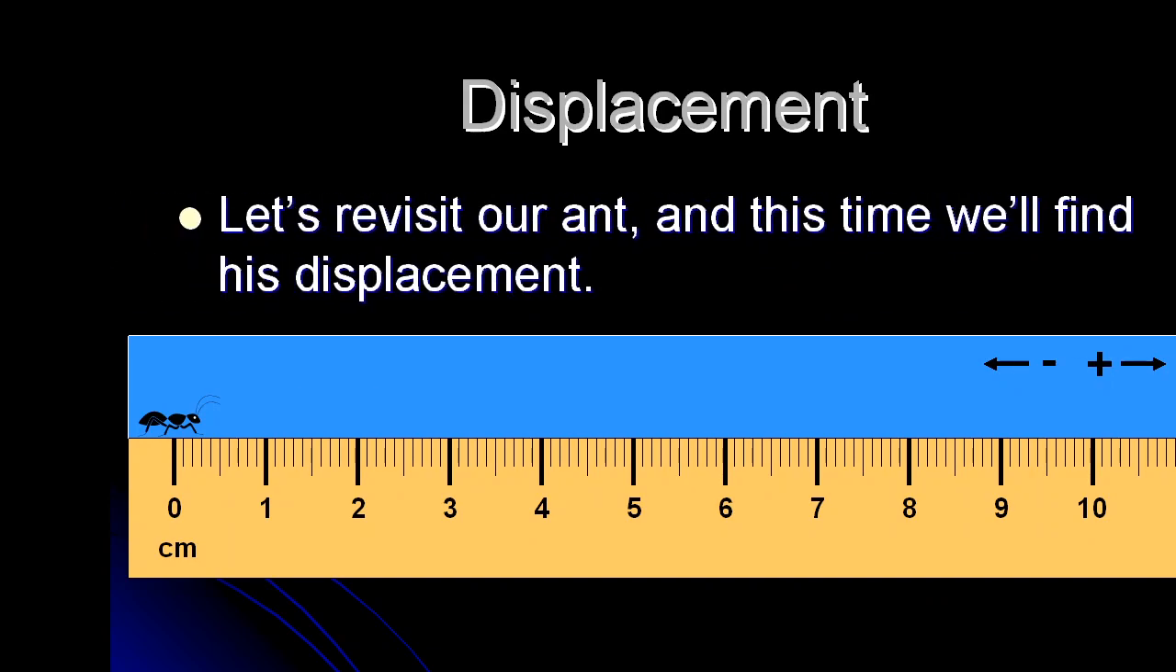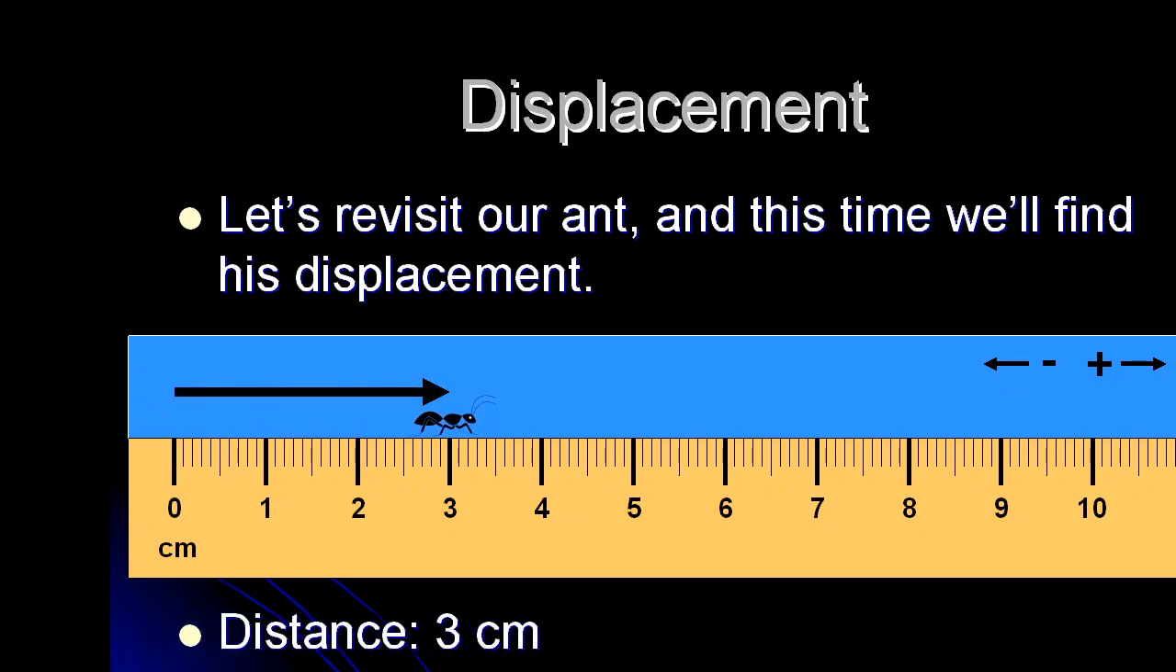Alright, so here we go. Here's our little ant again. Let's find his displacement this time. Here he goes, off to the races. His distance, 3 centimeters. What was his displacement? Plus 3 centimeters. Direction, plus 3. The positive gives that ant direction. Very key.